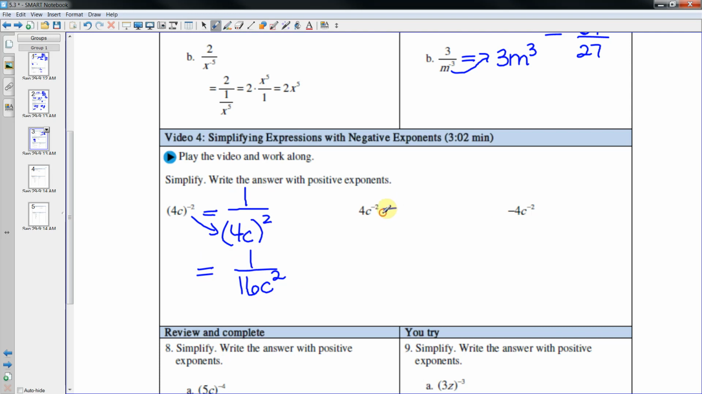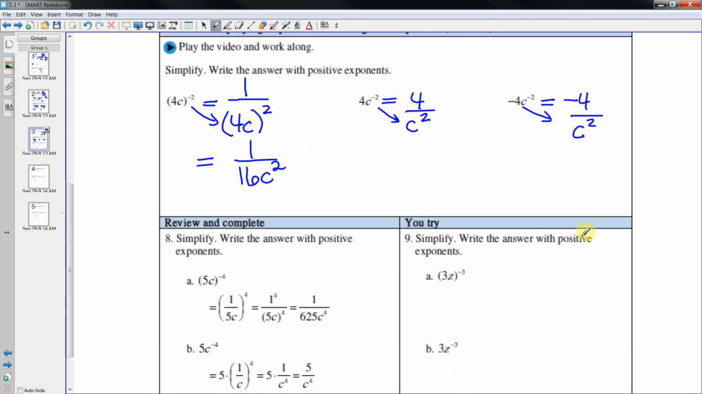Okay, in this next one, there are no parentheses here. So the only base that's getting the negative 2 is the c. So 4 stays put. The c needs to go to the denominator and become c squared. Same thing for this next one. There are no parentheses, so the negative 4 is negative out front. It doesn't have a negative exponent with it. The c is what has the negative exponent, so it moves to the denominator and becomes c squared. Okay? Everybody doing all right with these?